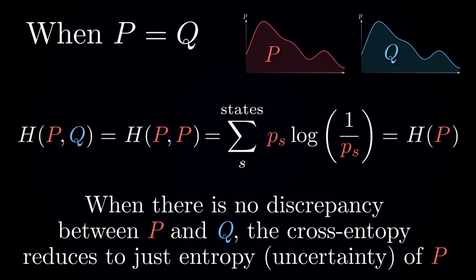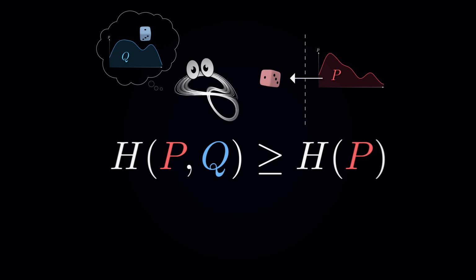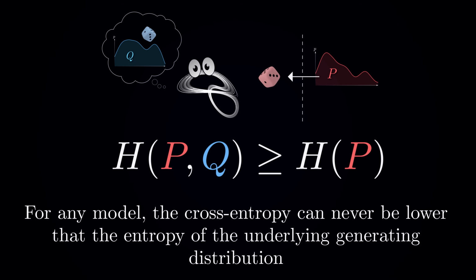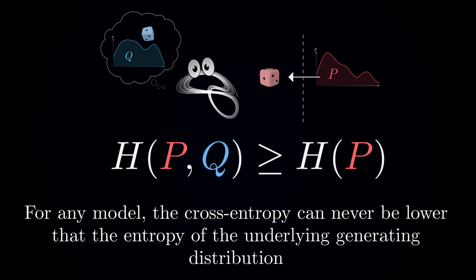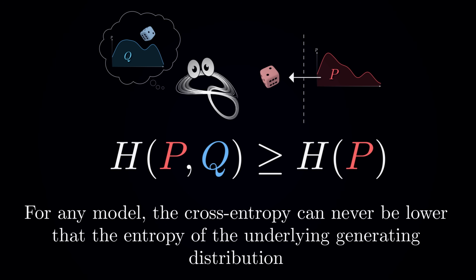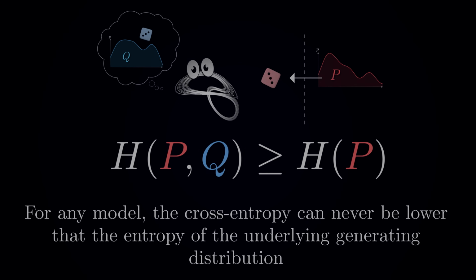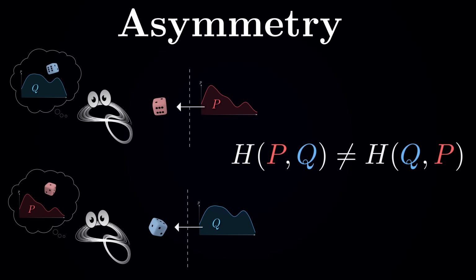A key mathematical property, which we're not going to prove rigorously here, is that the cross-entropy of distribution P as the ground truth and Q as its model is always greater than or equal to the entropy of P itself. In other words, believing in the wrong model of a random variable can only increase the surprise you'll get by observing it, never decrease it. Another important feature of cross-entropy is its asymmetry. The roles of P and Q matter, and swapping them can lead to very different results.